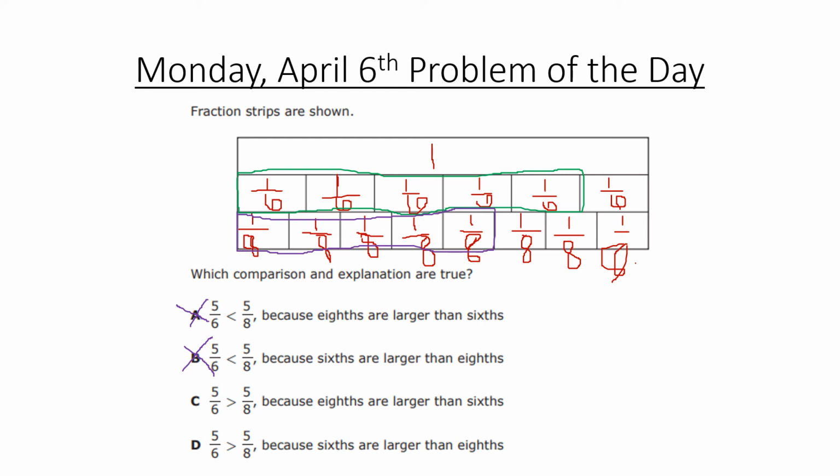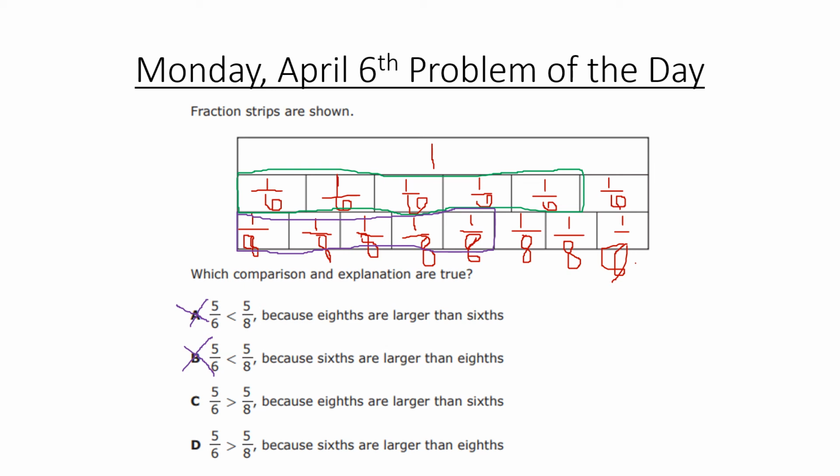Okay, looking at answer choice C, it says 5 out of 6 is greater than 5 out of 8 because 8s are larger than 6. Okay. Answer choice D says 5 out of 6 is greater than 5 out of 8 because 6s are larger than 8s. Okay, you can use our picture of our fraction strip to help us answer this. Looking at the fraction strips, I know that the 8s are not larger than the 6s. The 6s are larger than the 8s.